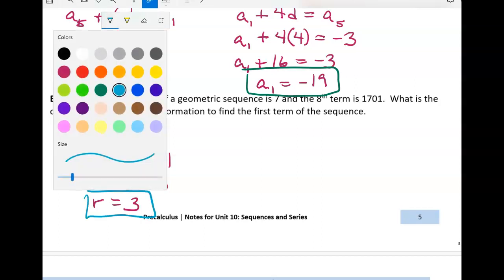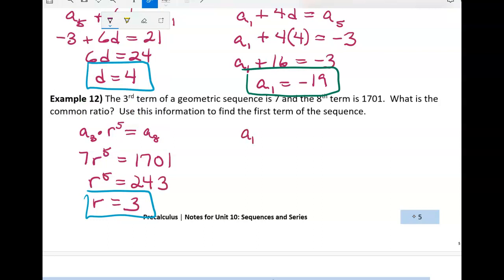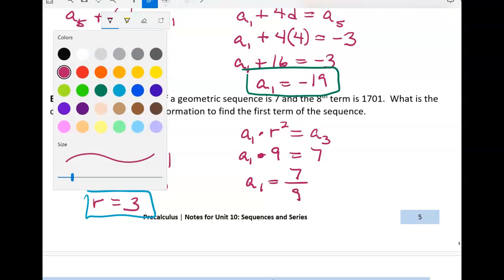And then we're using that information to find the first term of the sequence. Now the first term gets multiplied by r and by r again to get to the third term. So a sub 1 times r squared is a sub 3. Notice the difference between 1 and 3 is 2. That's the number of r's that we have to multiply by. The first term is not known. The ratio is 3, so r squared will be 9. And a sub 3 is 7, so that means that a sub 1 is 7/9.